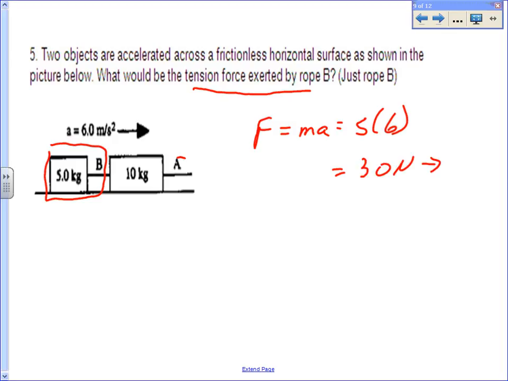If we wanted to look at the force on A, it would be mass times acceleration, which would be 15 times 6, because rope A is pulling both of the objects. It's being resisted by both objects.